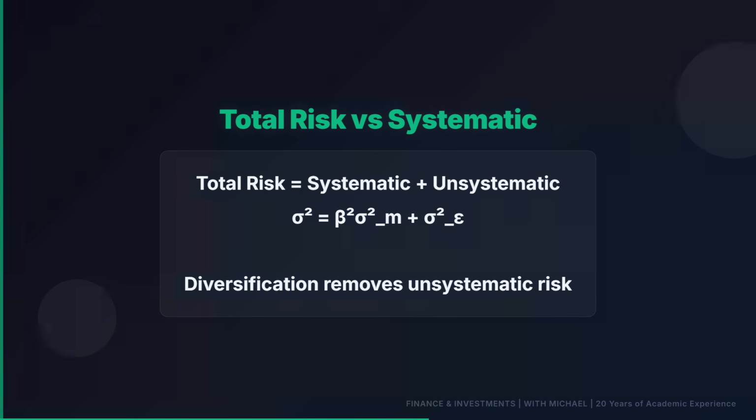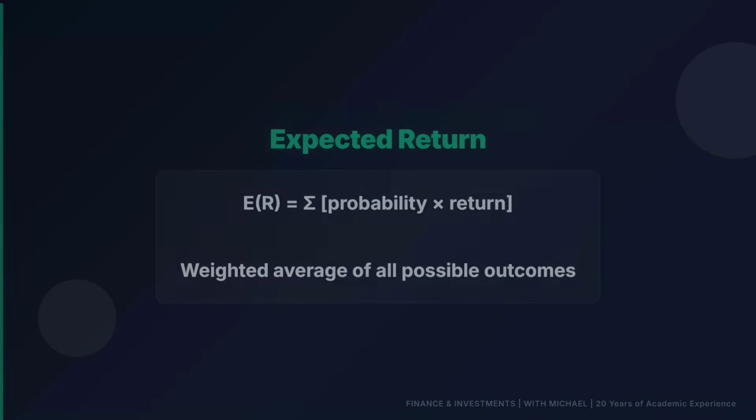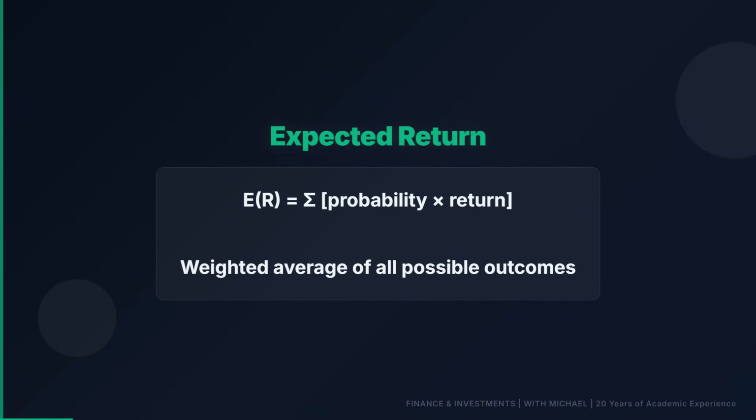Beta measures something different. It measures systematic risk, the sensitivity of a security's return to the overall market. A beta of 1 means the security moves exactly with the market. A beta greater than 1 means it amplifies market movements. A beta less than 1 means it is more stable than the market.